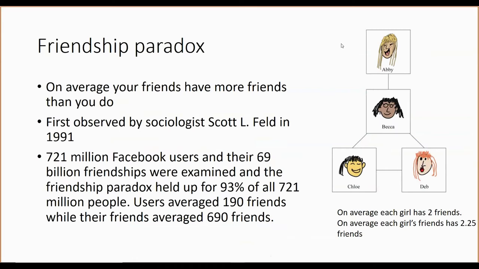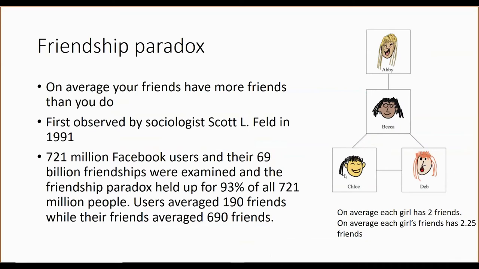So why does this happen? It's because of this unevenness in the degree distribution. In other words, some of us are more popular than other people. And because some people are more popular and have more friends, you're also more likely to be friends with these more popular people. So these popular people drive up the number of friends of your friends.